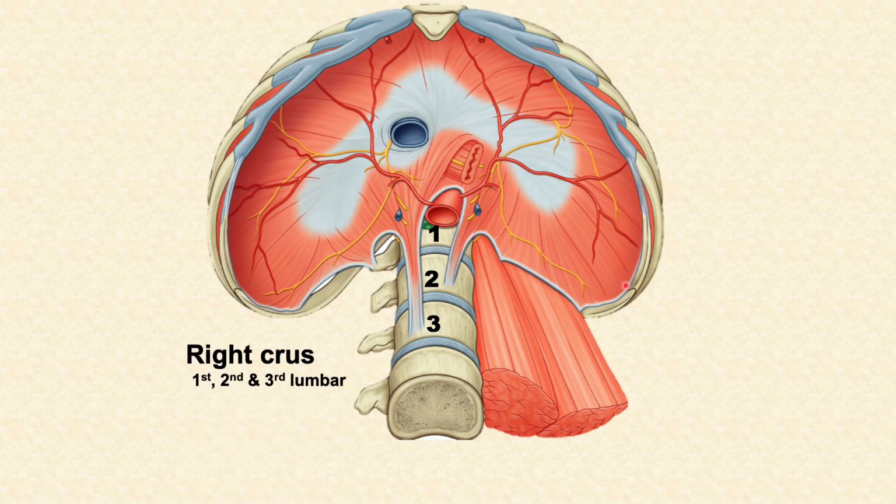So here we can see the right crus of the diaphragm extending up to the lumbar 1, 2 and 3 vertebrae, and then here we have the left crus of the diaphragm extending from the first and second lumbar vertebrae.